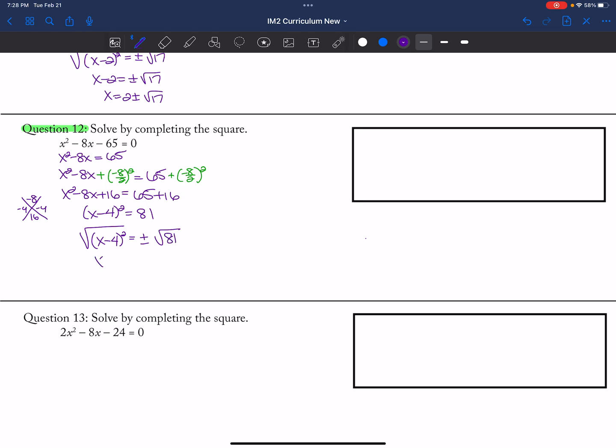Okay, so now I have x minus 4 is equal to plus or minus 9. So now this is where I separate this off because I did get a whole number. So x minus 4 is equal to a positive 9. And then I have x minus 4 is equal to a negative 9. So then I add 4 to both sides. So I get x is equal to 13. Add 4 to both sides, and I get x is equal to negative 5. So x is equal to negative 5 or 13. Okay.